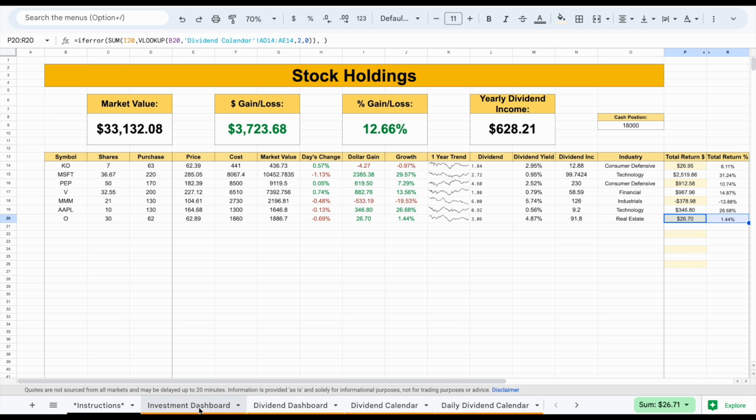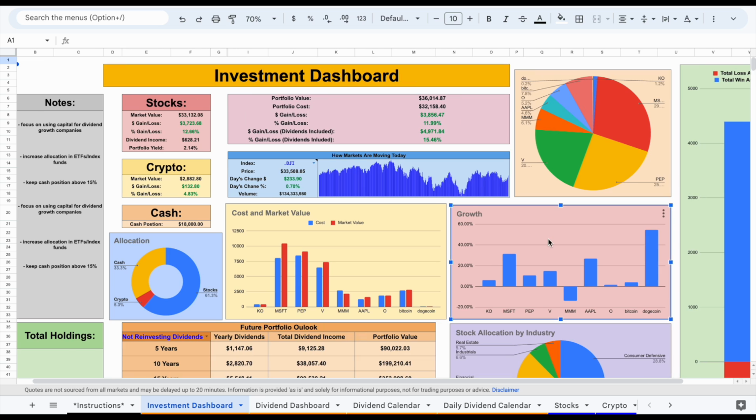So if we jump back over to our investment dashboard, that's mainly going to affect this growth chart right here. This growth chart is now going to show each of your position's gains with those dividends that you've received included in this as well. So that's one of the newest features. I think that's a much better way to look at our overall growth.